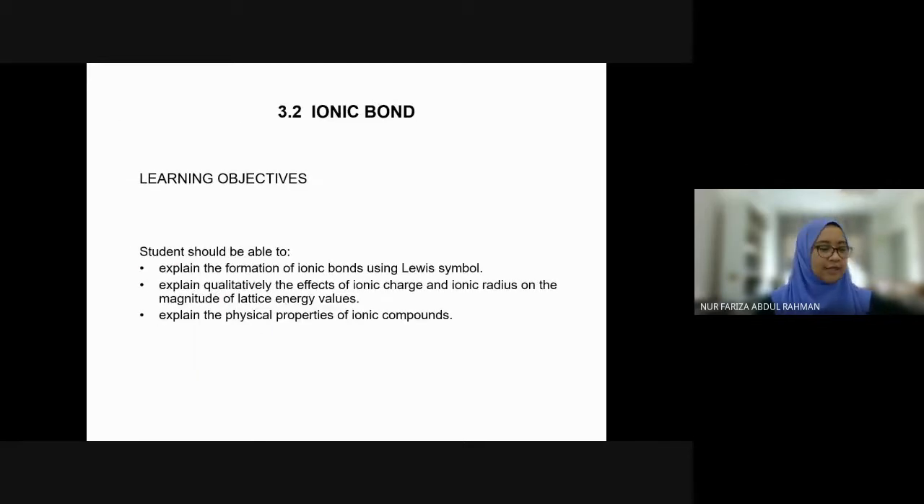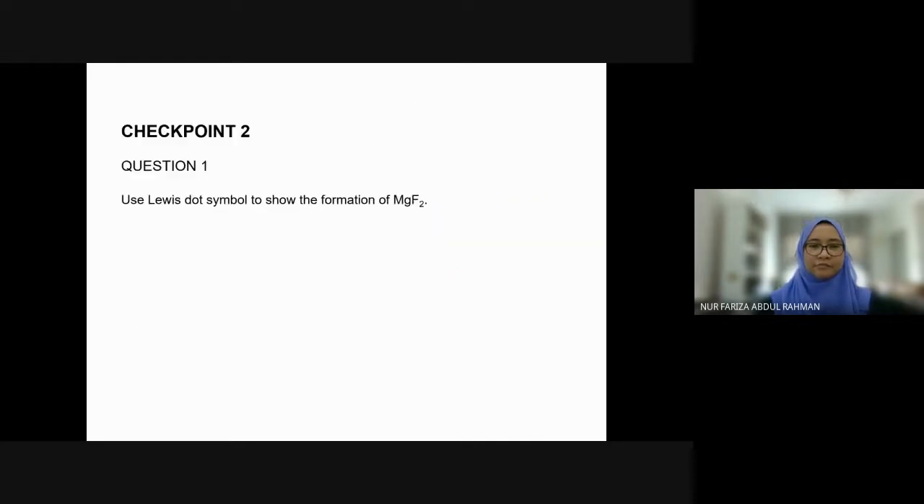Okay, next we are done with the first part of topic 3. Next is subtopic 3.2, ionic bond. Okay, alright. So these are the learning objectives for this subtopic. So make sure that once you have completed this subtopic, you must be able to achieve all the learning outcomes. Okay, right, moving on.